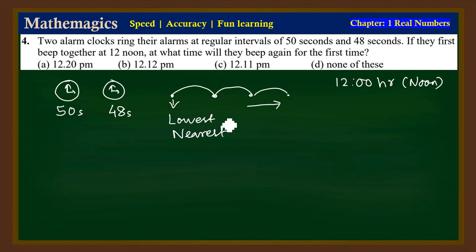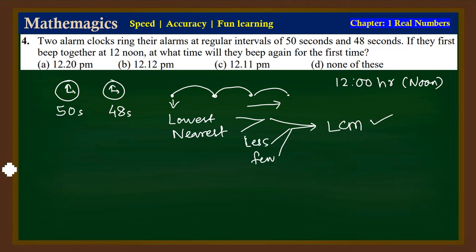We have already discussed that when the question is regarding the lowest, nearest, less, or few, for all these words we have to find the LCM. This is the concept. I hope we have understood the concept. Now we have to calculate the LCM of 50 and 48. So let us start. 50 can be written as 2 into 5 square. 5 square becomes 25, 25 times 2 is 50.